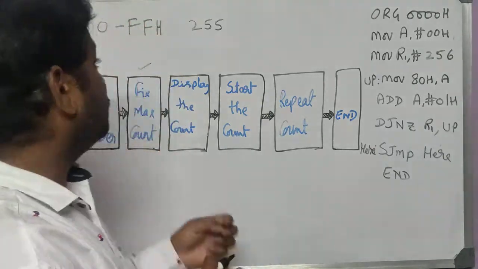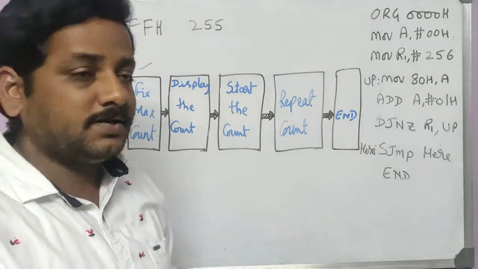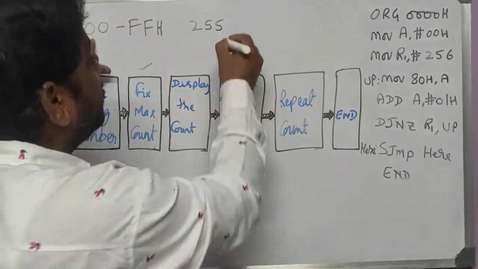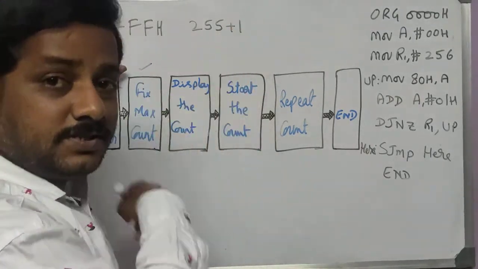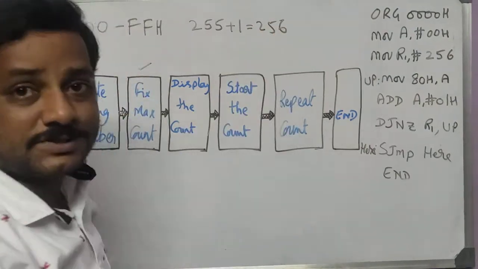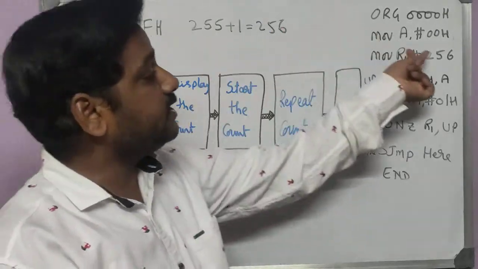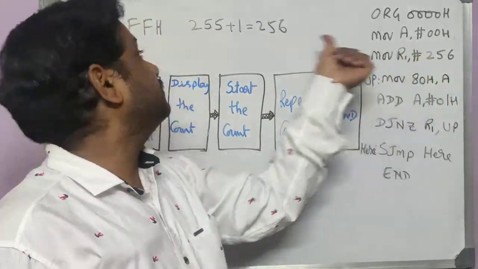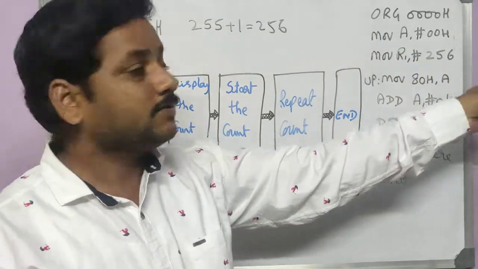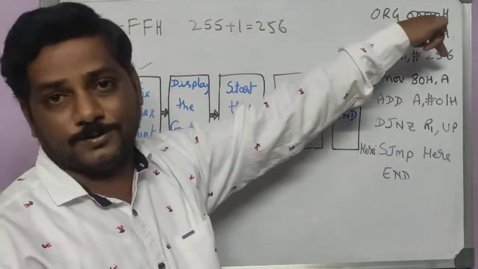Now, I need to count from 0, not from 1, right? So including 0, we get one more count. So totally I have to count 256 numbers. I have to count up to 256. So I am just writing the decimal representation of this number over there. 256 is the number which we need to count, so we have written the decimal number over there.